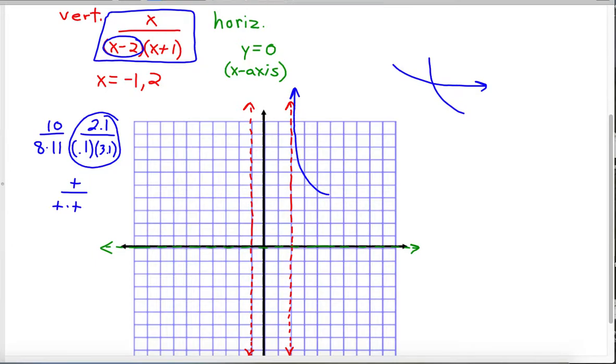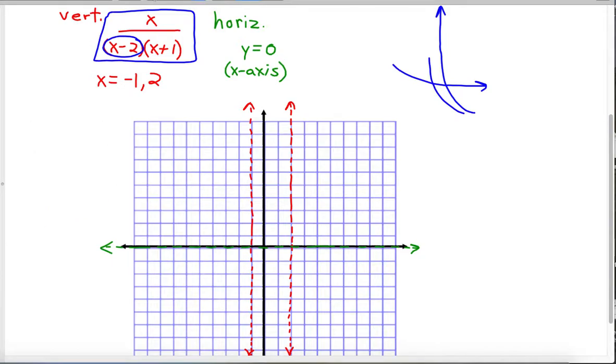And then one more thing I like to do is pick a value close to there. I don't know, let's say maybe 4. If x is equal to 4, I'm going to get 4 over 4 minus 2 is 2, 4 plus 1 is 5. I get 4 over 10. So at 4, I'm getting a really small number there. So with that, I can draw that piece of my graph.